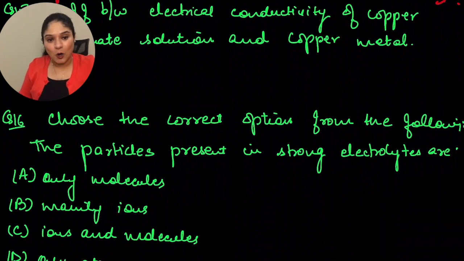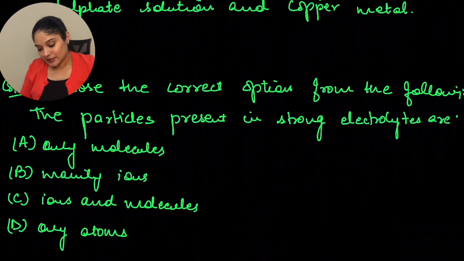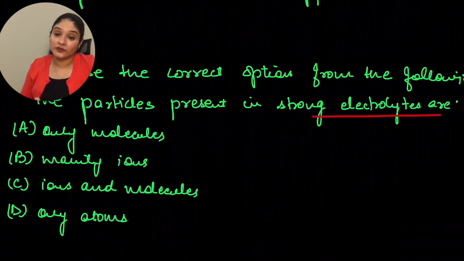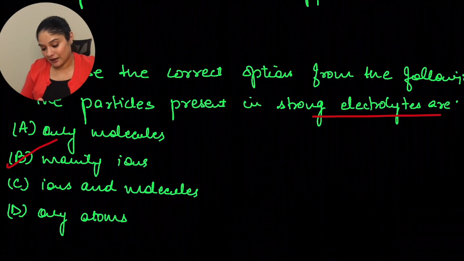Choose the correct option from the following. The particles present in a strong electrolyte are: only molecules, mainly ions and molecules, or only atoms. This is a very easy one. We are talking about a strong electrolyte, so you have mainly ions present and a high conduction of electricity. So your answer should be B, that is mainly ions.